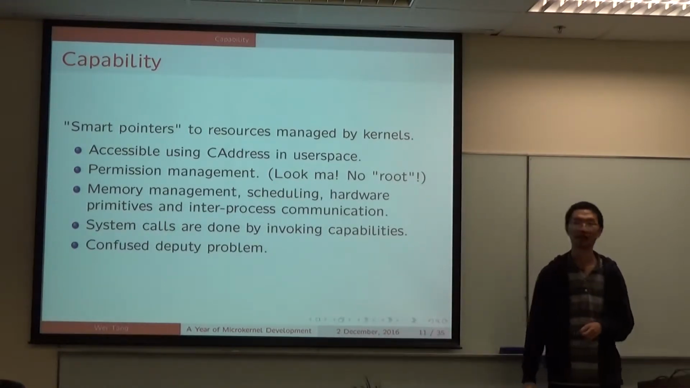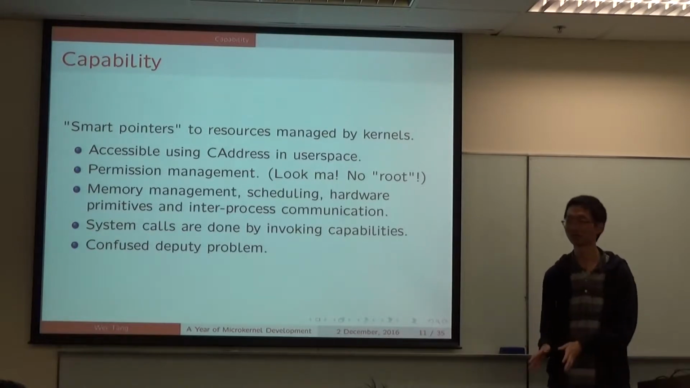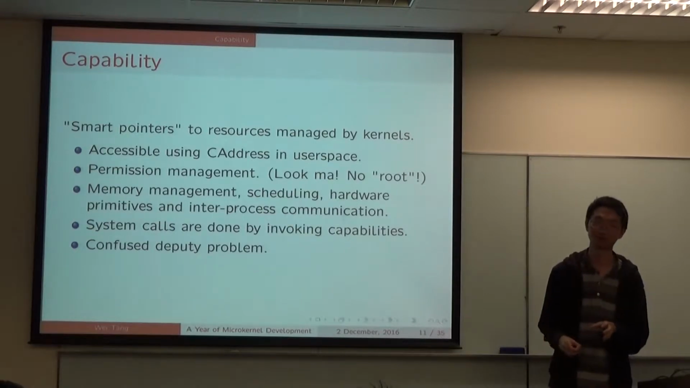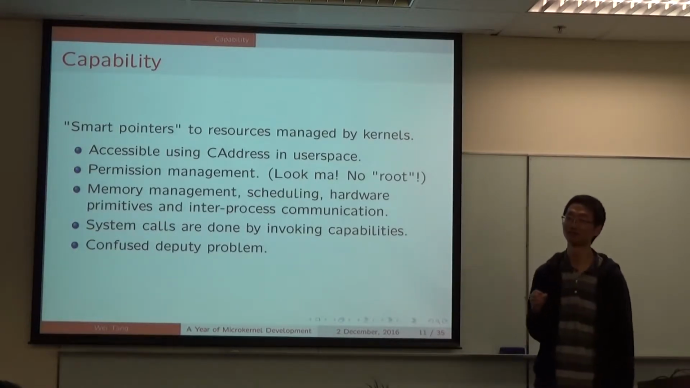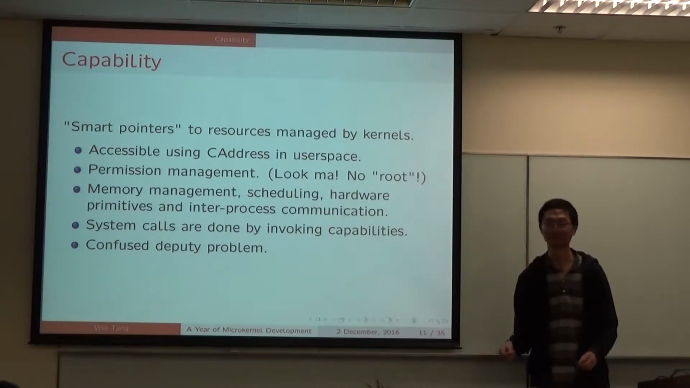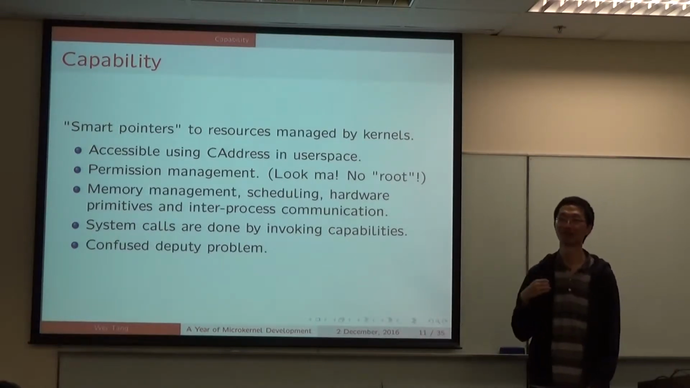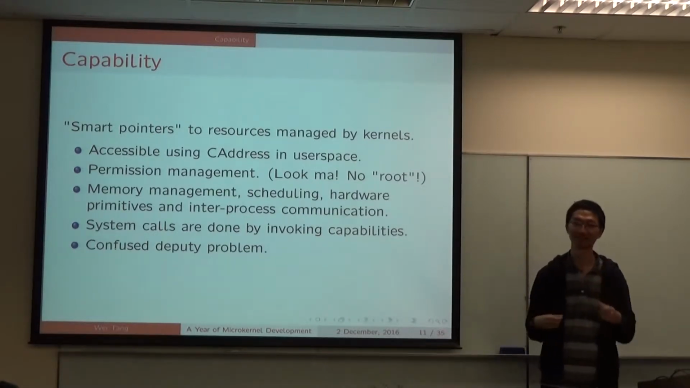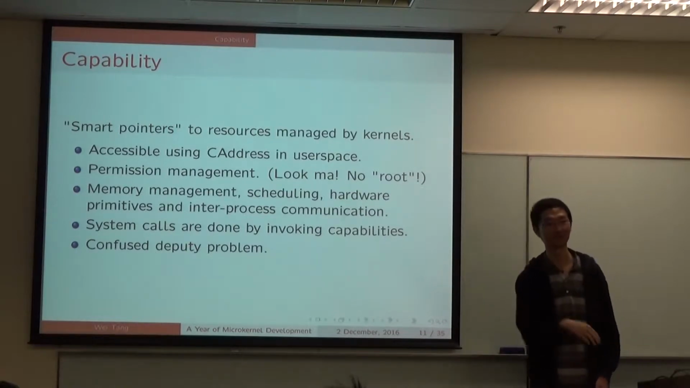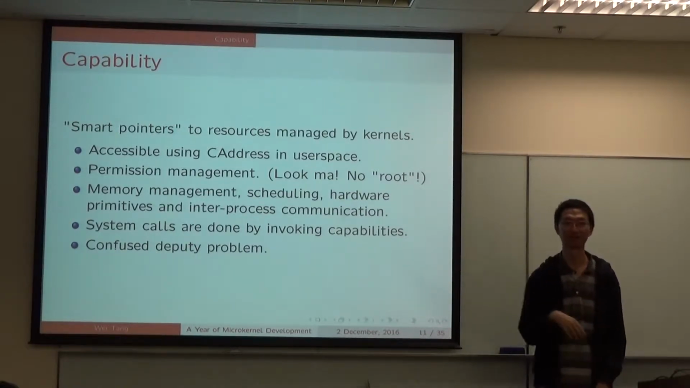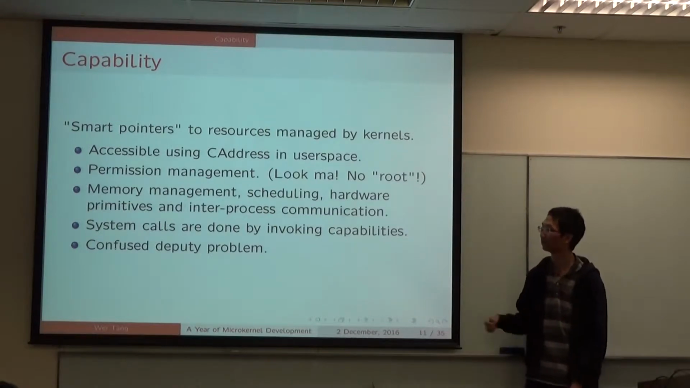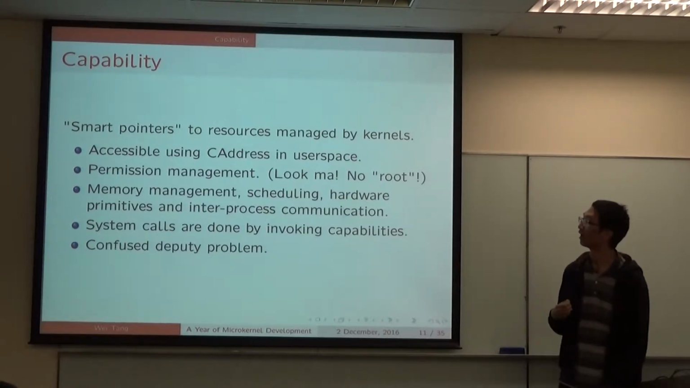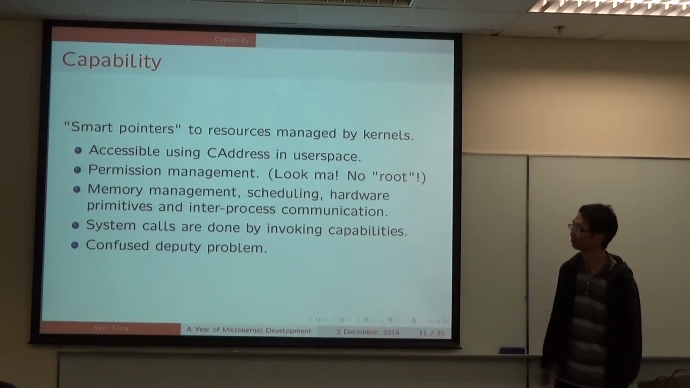Let me just give the file system as an example. Some code may want to access a single file in your document folder, but in Linux you need to give the process access to your whole file system. In that case, if the process misbehaves, it may try to read other files or write other files, and that is what is called the confused deputy problem. If we manage capabilities really well, we can avoid this problem.